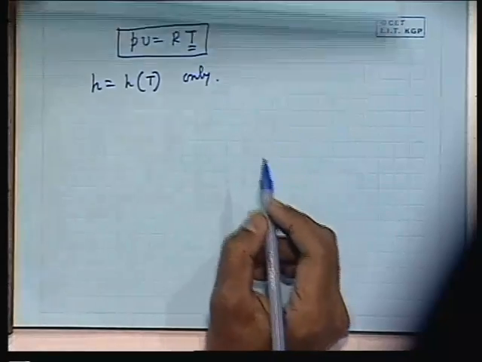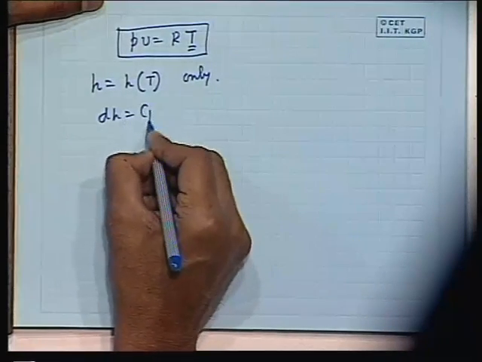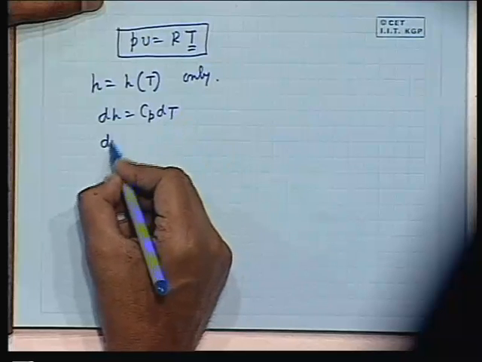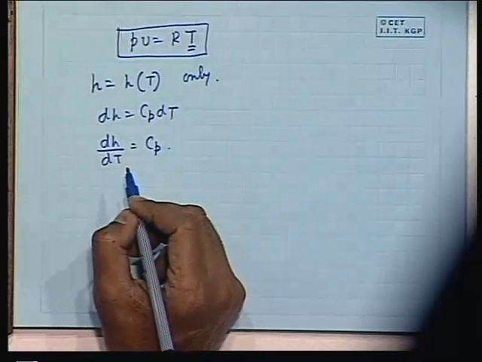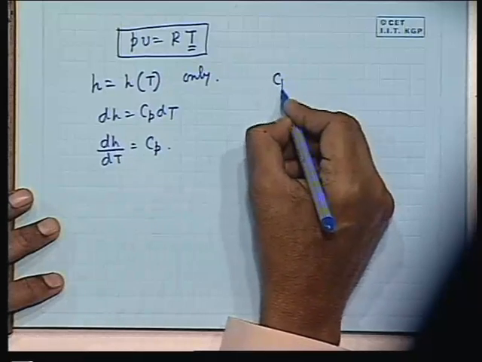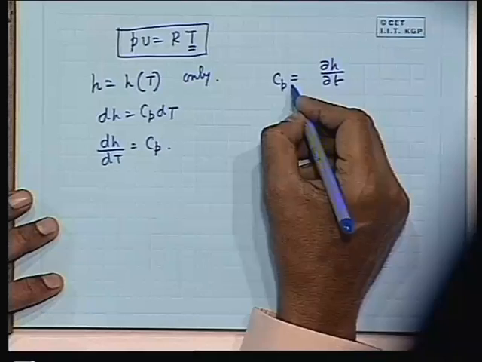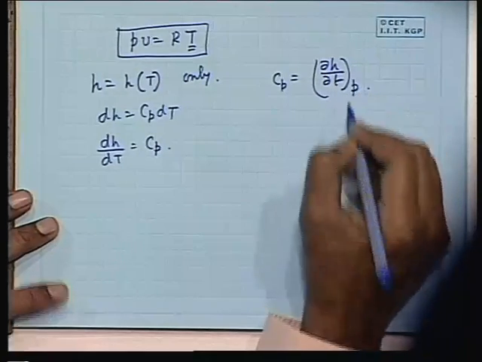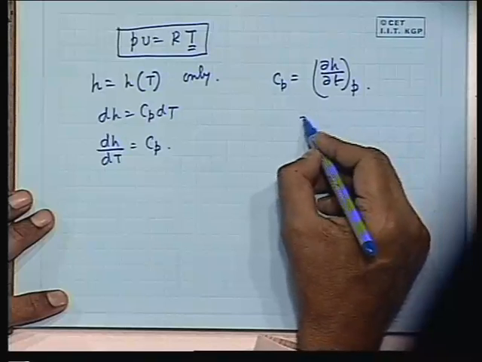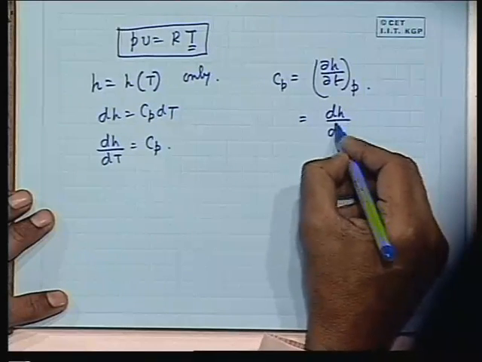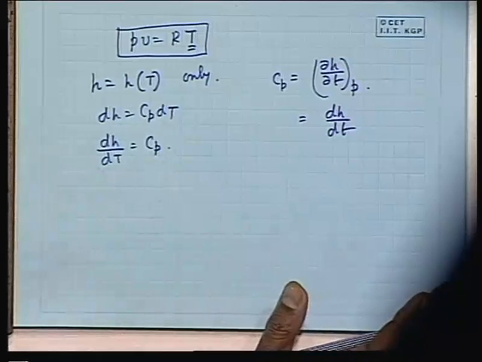And we see from here the definition, dH is Cp dT, which means dH dT is equal to Cp. Earlier in the first law we recognized that the definition of Cp is (del H del T) at constant pressure, the specific heat at constant pressure. This is valid for all substances. But since H is not a function of pressure, this can simply be written as dH dT. Cp is dH dT. Clear?